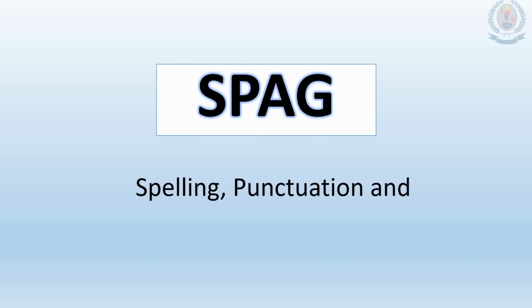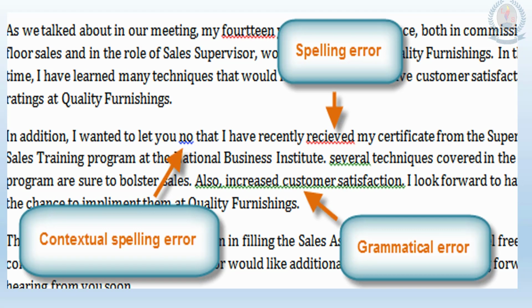And then the SPAG, spelling, punctuation and grammar, right? These are the spelling errors that you can see in the Word document. When it's highlighted using red color, that means that is a spelling error. But when it's highlighted using green color, that is a grammatical error. When it's highlighted using blue color, that is a contextual spelling error. That means here the word 'no' is not suitable between 'you' and 'that', right? Especially we are focusing on the spelling errors which have been underlined by red color.